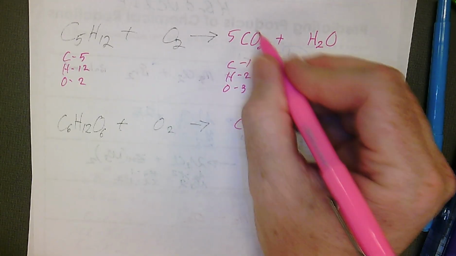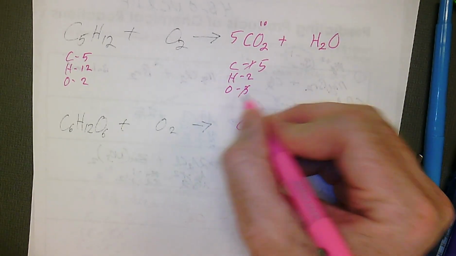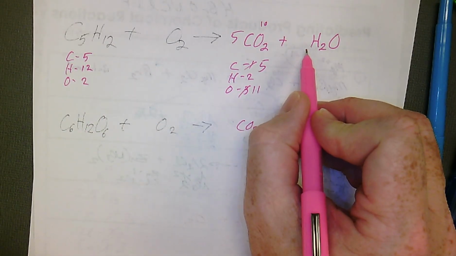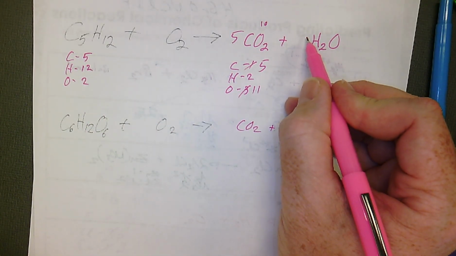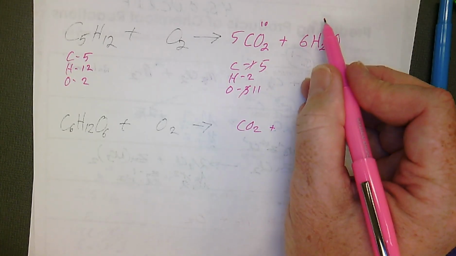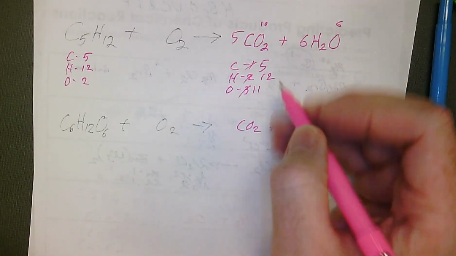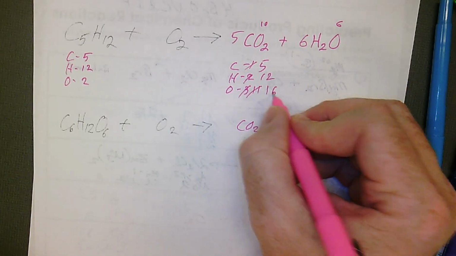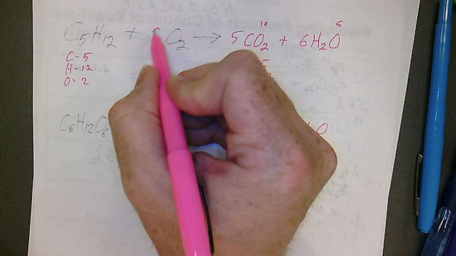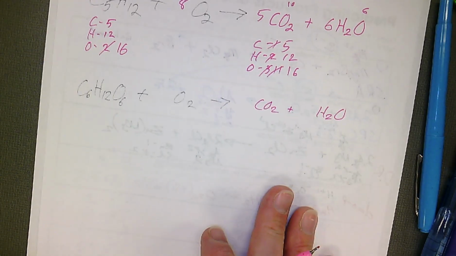So if I have 5 here and 1 here, what do I have to do? 5. That changes my C's to 5, and then I have 10 plus 1, 11 oxygens right now. I have 12 here. What do I have to put in front of the H2O? 6. That makes that 12, and then 6 oxygens there. What's 6 plus 10? 16. So what do I have to put in front of my O2? 8. That makes that 16. Everybody happy, happy, happy.